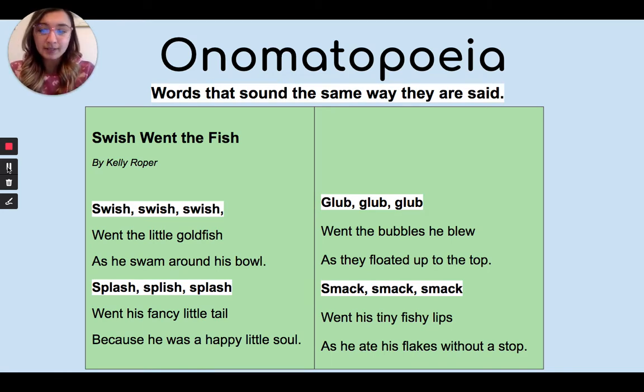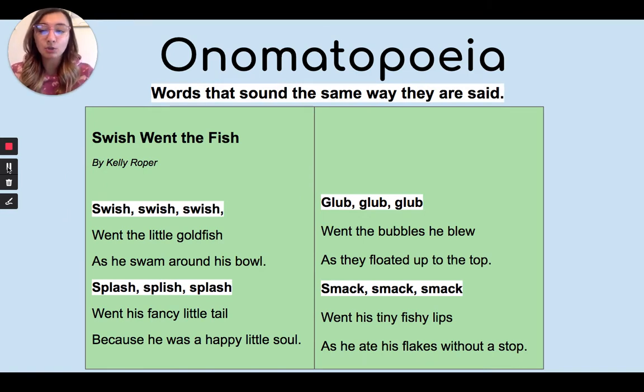This poem is called Swish Went the Fish by Kelly Roper. Swish, swish, swish went the little goldfish as he swam around his bowl. Splash, splish, splash went his fancy little tail because he was a happy little soul. Glub, glub, glub went the bubbles he blew as they floated up to the top. Smack, smack, smack went his tiny fishy lips as he ate his flakes without a stop.